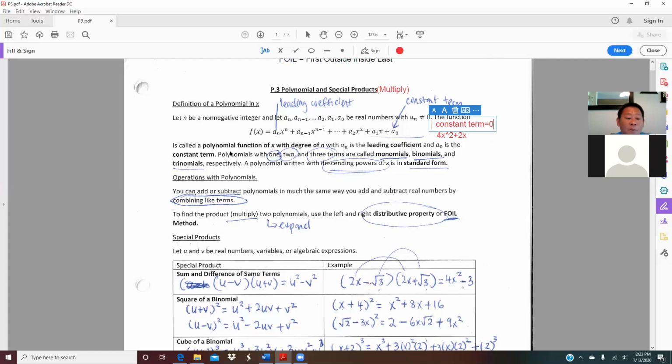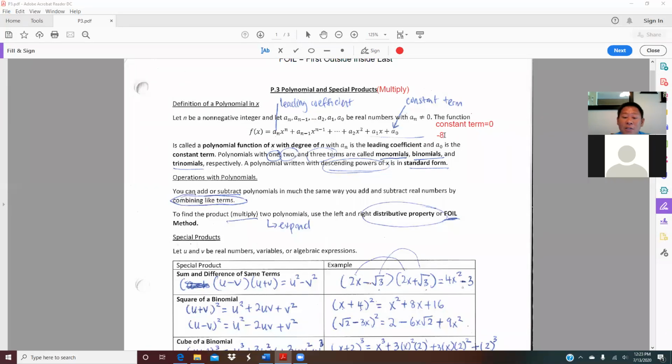Okay. So polynomials can have 1, 2, 3 terms. One term is called a monomial, 2 terms is called a binomial, 3 terms is called a trinomial. So if I have 4x squared plus 2x, this is called a binomial because you've got 2 terms. If I put a negative 8 like this, it will be considered three terms, which is a trinomial. What happens if I just give a negative 8 by itself? Then this is considered a monomial.